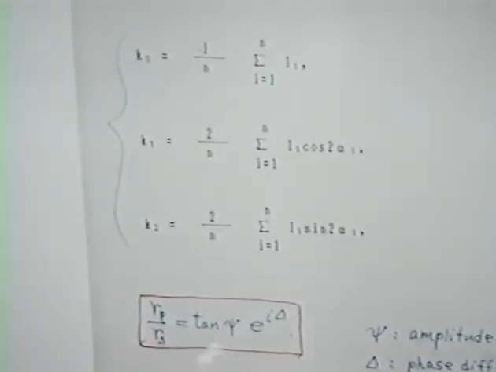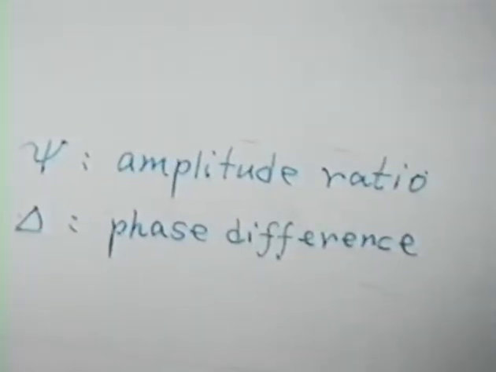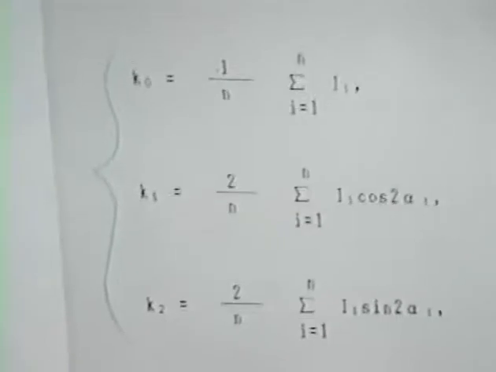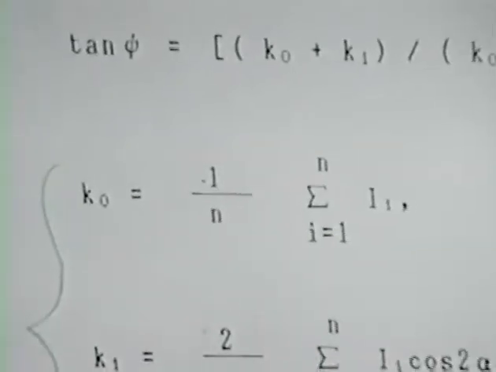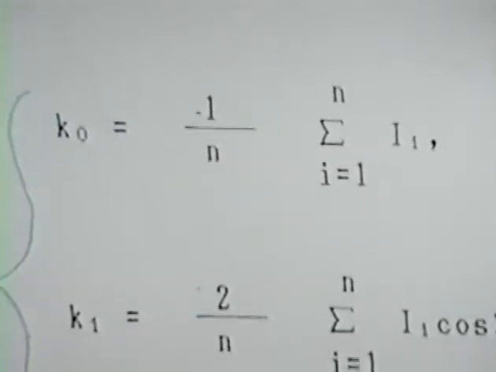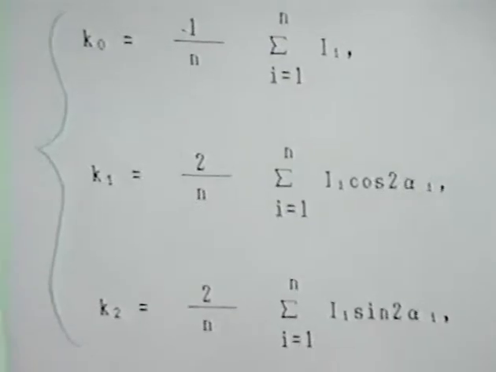in terms of the amplitude ratio psi and the phase difference delta. Those two are kinds of optical constants. Those two quantities are directly converted to the complex dielectric constant, the real part and the imaginary part of the dielectric constant, determined from psi and delta. Next slide, please.